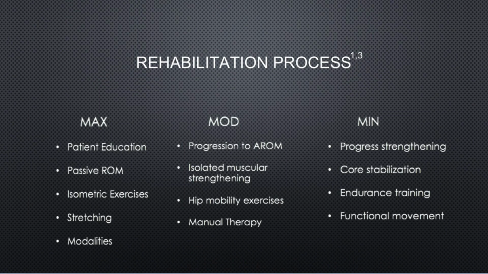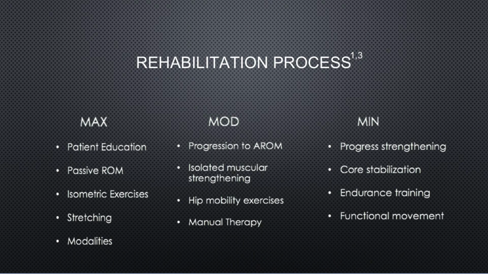So the rehabilitation process for an individual with piriformis syndrome, during the early acute phase, the number one thing is patient education. The next, we would perform passive range of motion and gentle isometric exercises.